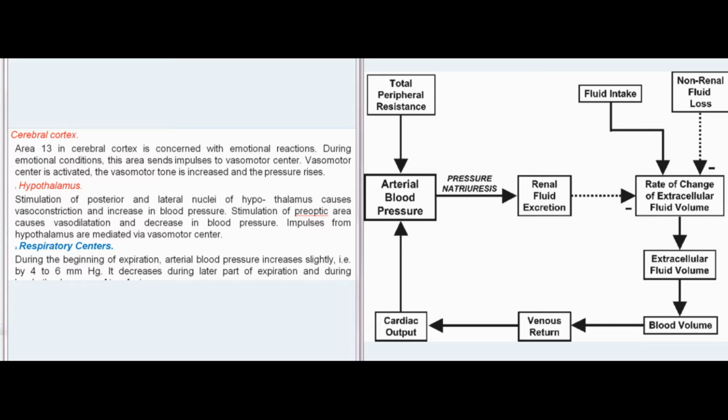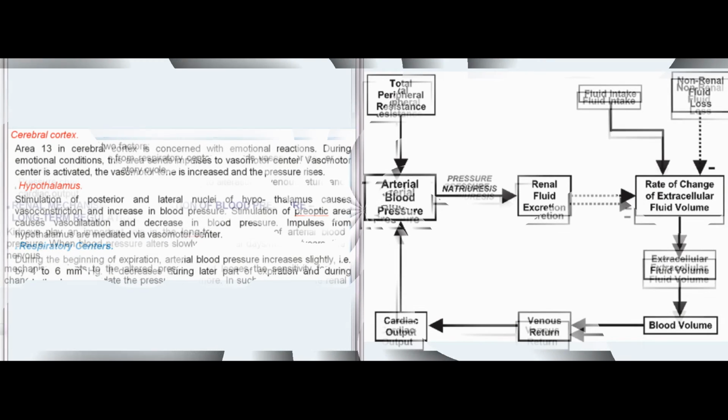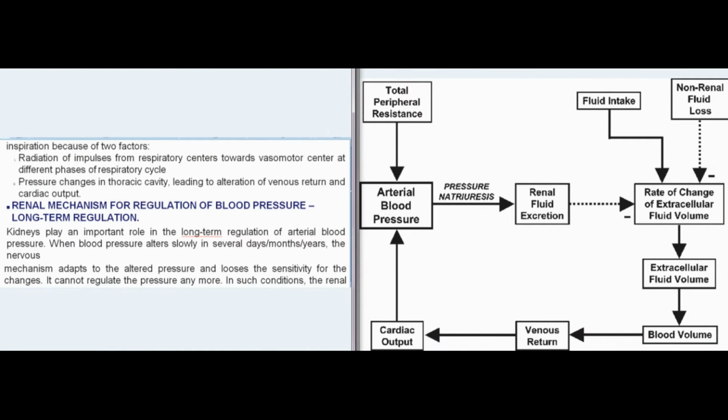Respiratory centers. During the beginning of expiration, arterial blood pressure increases slightly, i.e. by 4 to 6 mm Hg. It decreases during later part of expiration and during inspiration because of two factors: radiation of impulses from respiratory centers towards vasomotor center at different phases of respiratory cycle, and pressure changes in thoracic cavity, leading to alteration of venous return and cardiac output.